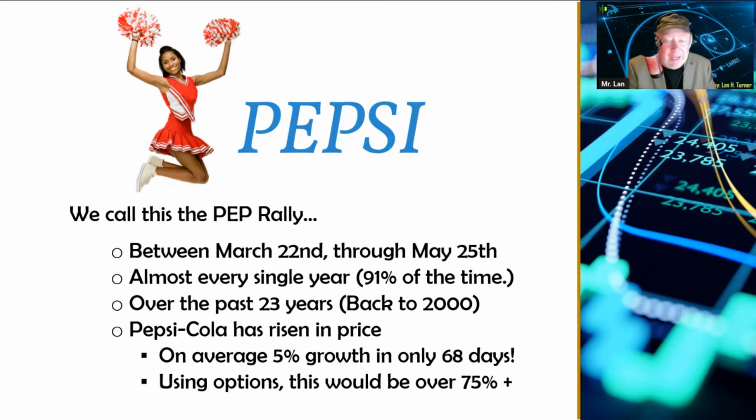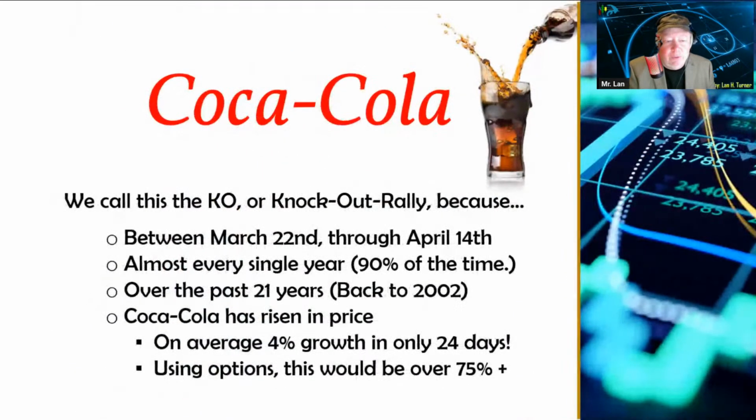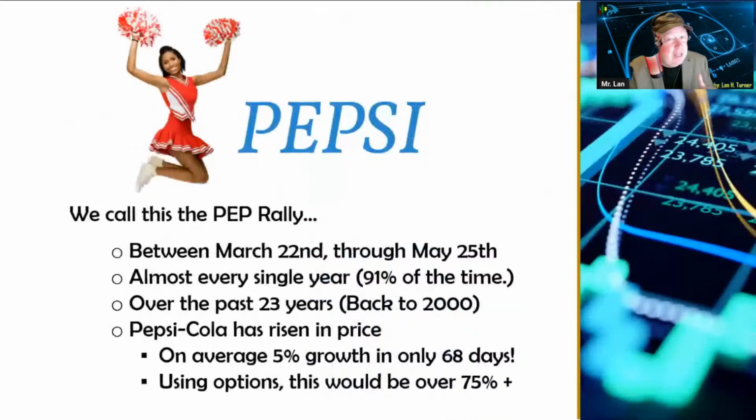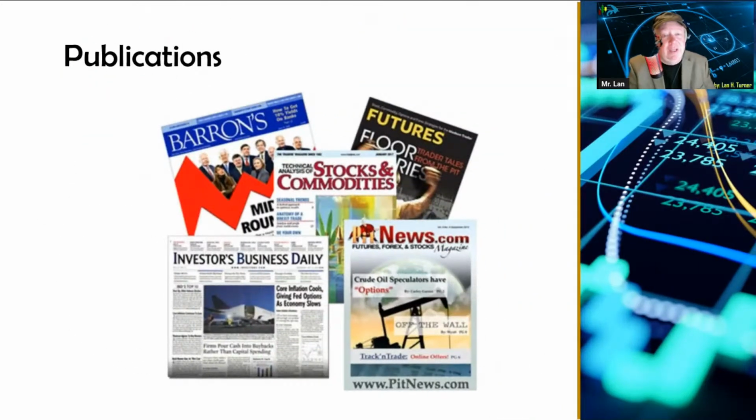That's the pep rally. And that's pretty interesting because between March 22nd through May 25th, almost every single year, 91% of the time over the last 23 years, we've had a pep rally. Just like in Coca-Cola, March 22nd through April 14th, almost every single year, 90% of the time over the past 21 years, that baby's risen in price. If it's going to do it in Coca-Cola, you would definitely think it's going to do it in Pepsi. And if it does, that's got to be a little bit of evidence that there's something to this. So let's go cross industry. And I thought that was pretty cool. Now, the information that I've just told you has been published in all kinds of publications.